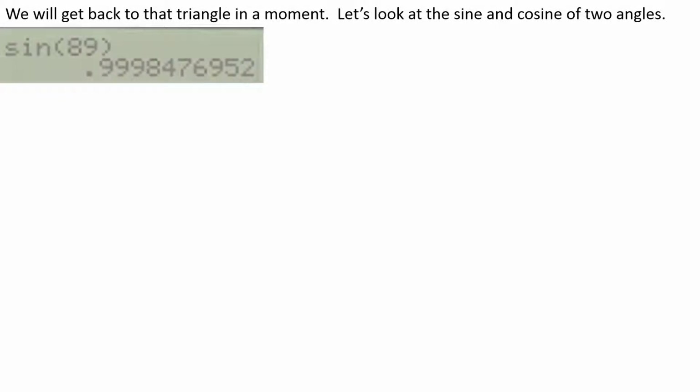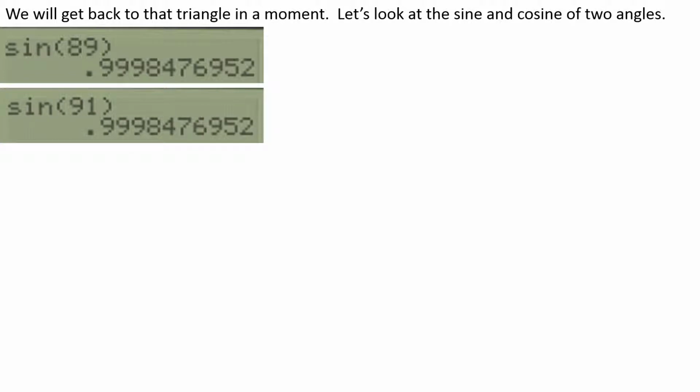All right. Look at the sine of 89. 0.999 and so on. Look at the sine of 91. 0.999 and so on. If I'm 1 degree short of 90 or 1 degree more than 90, the sine ratio is identical.